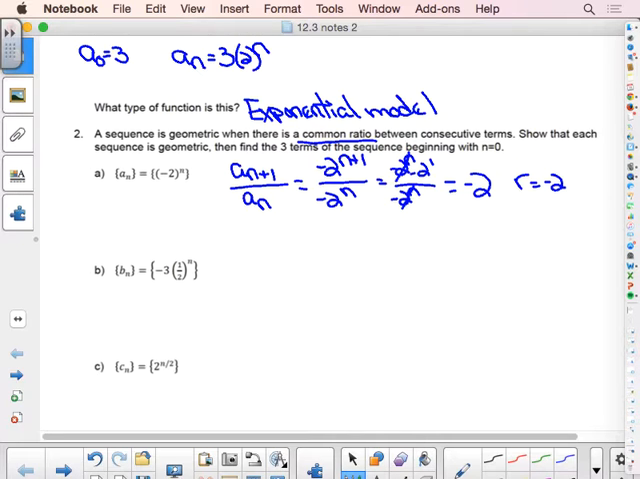So my first term, a sub 0, is equal to 1. When n is equal to 0, a sub 0 is equal to 1. A sub 1, when n is equal to 1, is equal to negative 2. And a sub 2, when n is equal to 2, will be 4. Okay, so 2b and 2c are homework for you to work on for Wednesday.